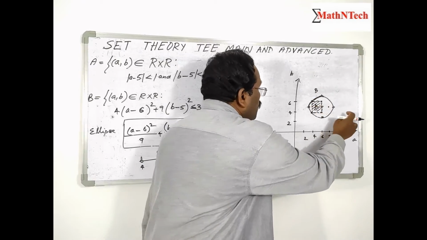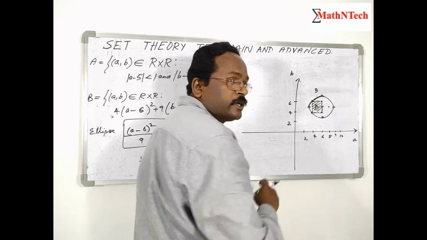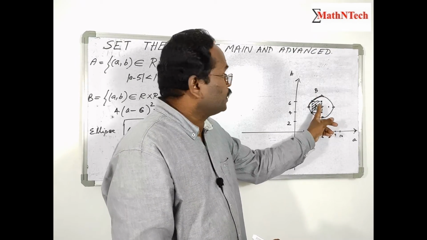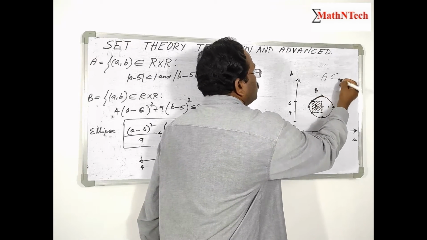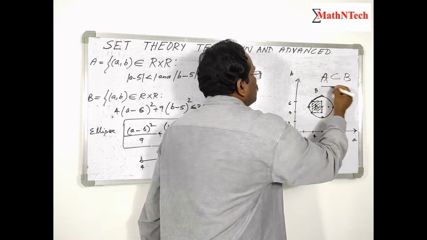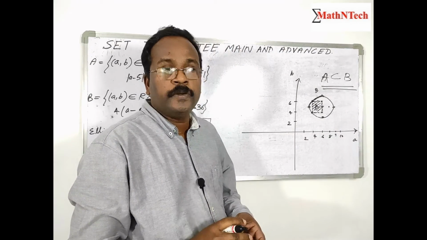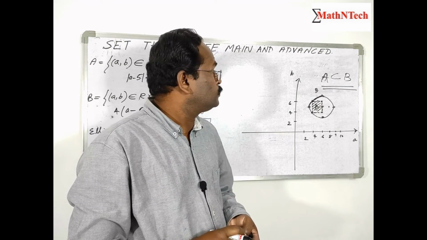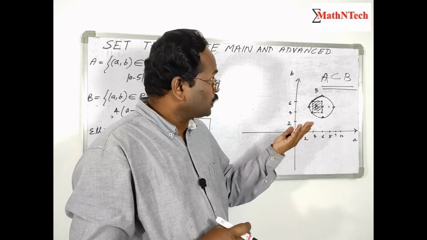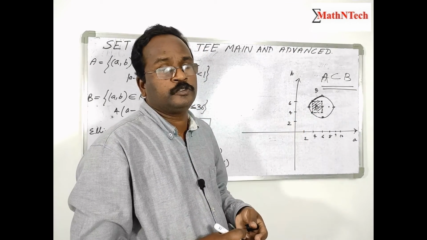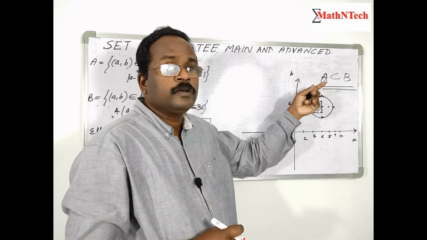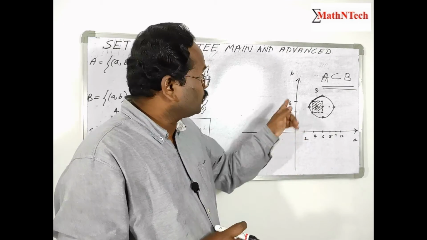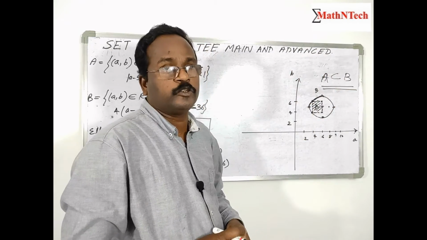So B is the set of all points on the ellipse and the interior of the ellipse. What about the set A? Interior points of the rectangle. So clearly from the figure, A is a subset of B. Now the options: A is a subset of B, B is a subset of A, A equals B, or neither A is a subset of B nor B a subset of A, and they are disjoint. These are our options, but the figure clearly gives us that A is a subset of B.